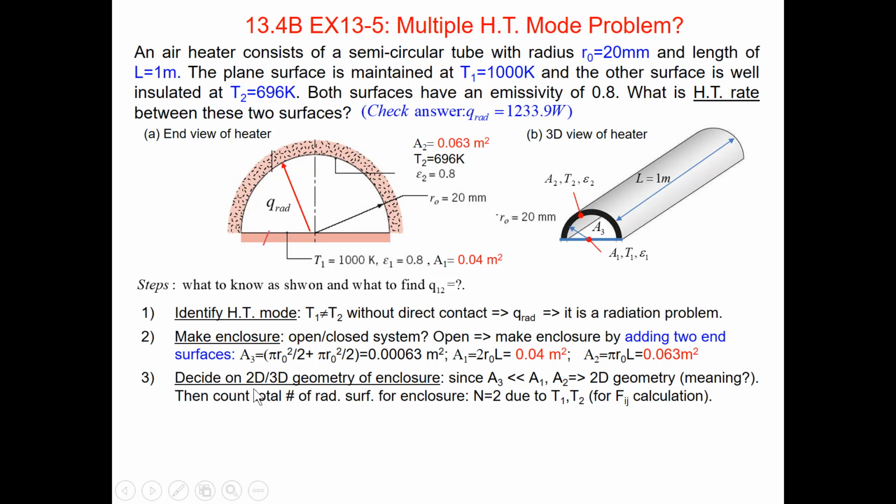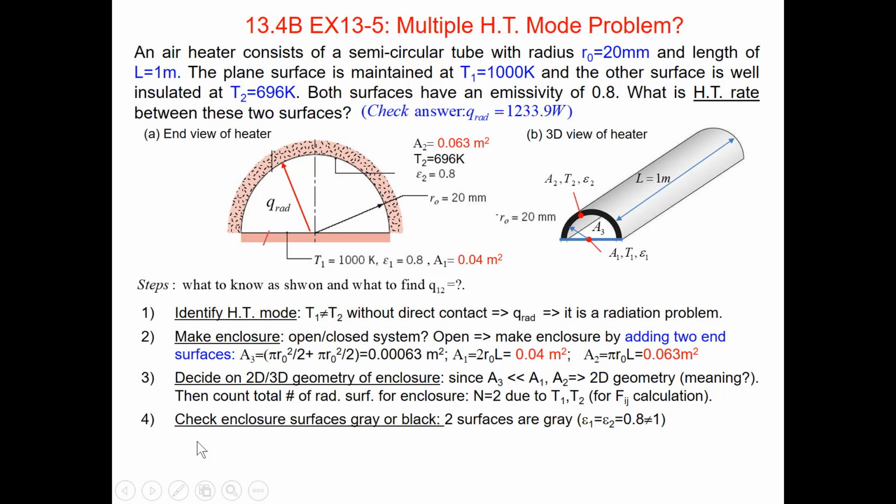Step 3. Decide on 2D or 3D geometry of enclosure. By comparison, surface area A3 is much smaller than A1 and A2. Therefore, the contribution of radiation heat from surface A3 can be neglected. As a result, the enclosure geometry becomes two-dimensional, meaning we only care about radiation heat exchange between surface A1 and A2. Next, we count the total number of radiation surfaces for this enclosure, which is 2, because we have 2 surfaces, A1 and A2, each has its own temperature.